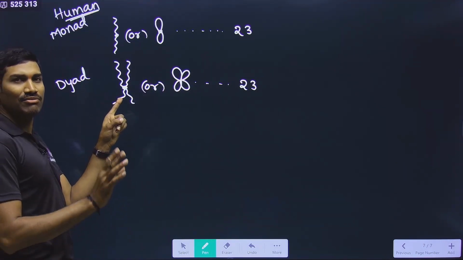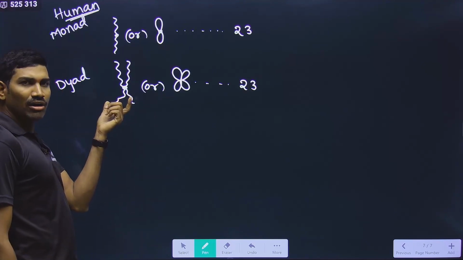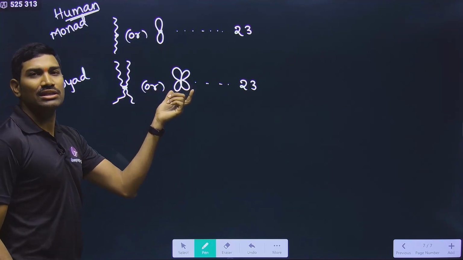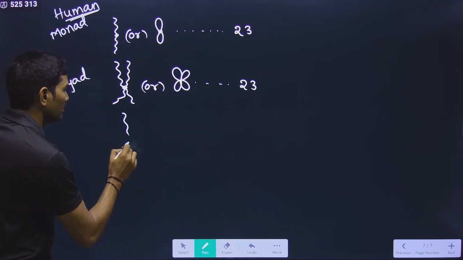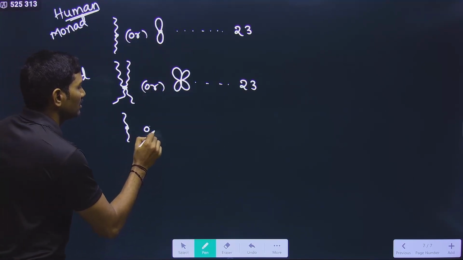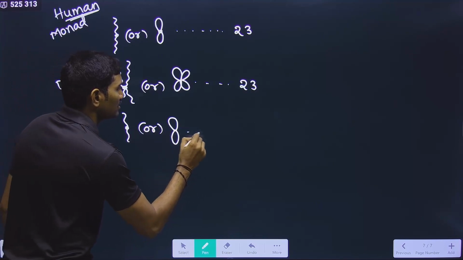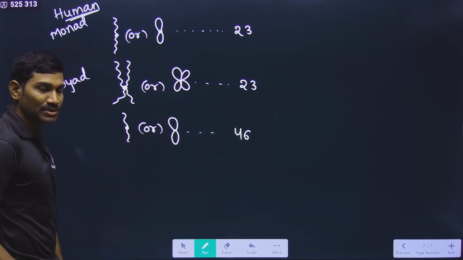If all of them will be having single form, all the 23 will be like this only. Now with respect to 43, so once again draw the diagram. So like this or like this. How many? If 46 are present.